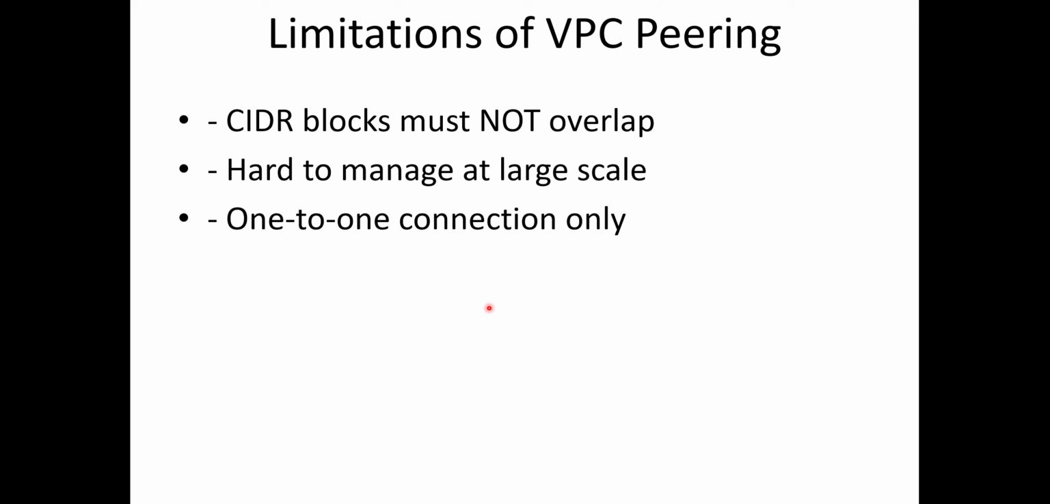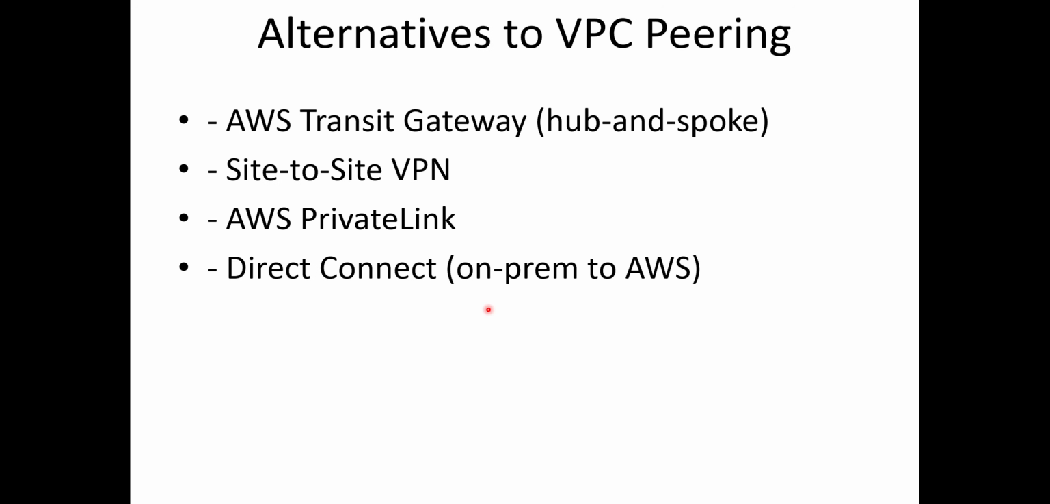So VPC peering works when it's a very small setup, but if you have multiple VPCs that need to communicate with each other, we want to utilize something like Transit Gateway. Otherwise we have one-to-one connectivity only. So VPC A can connect with VPC B, VPC B can connect with VPC C. So one-to-one connectivity. You get the point, right?